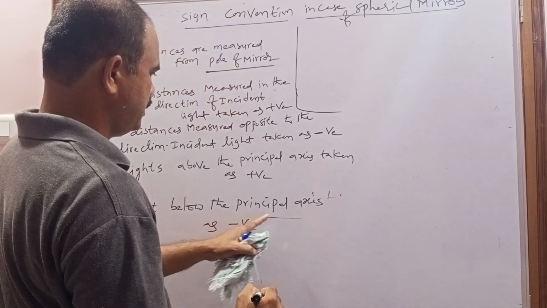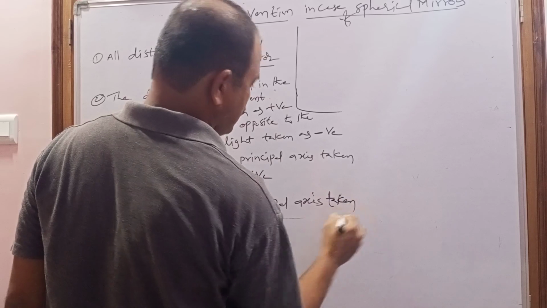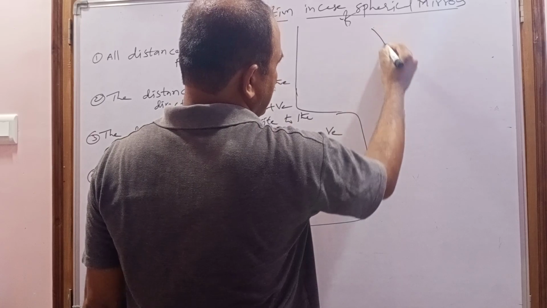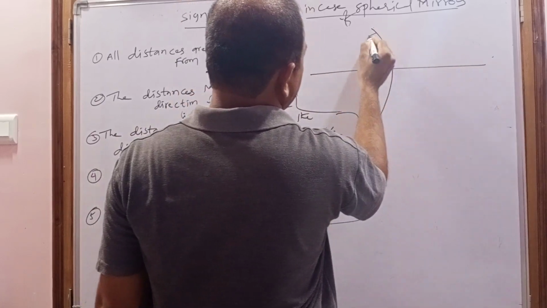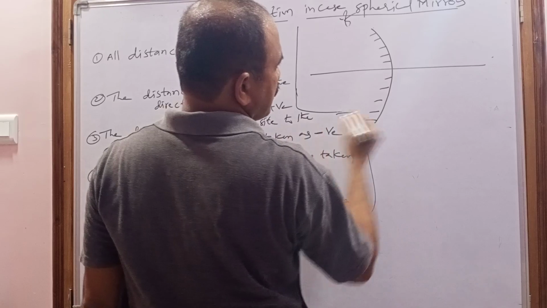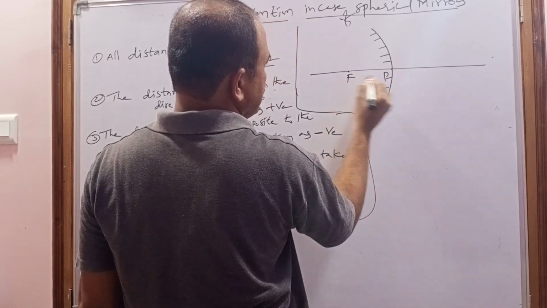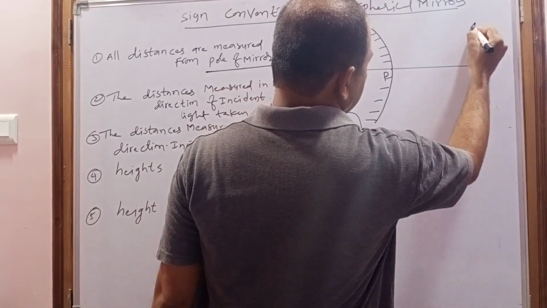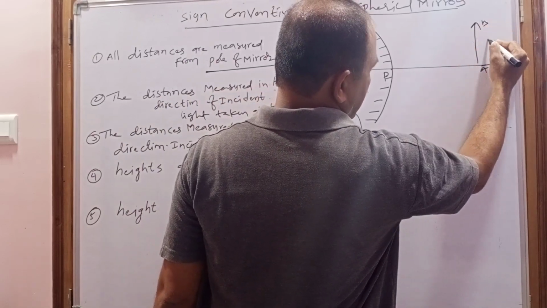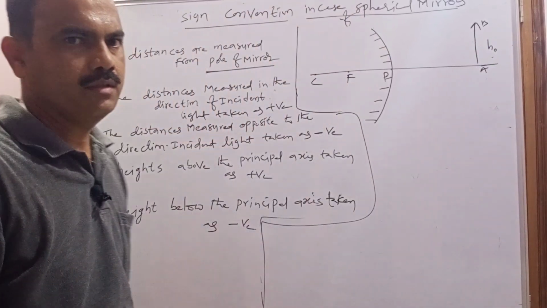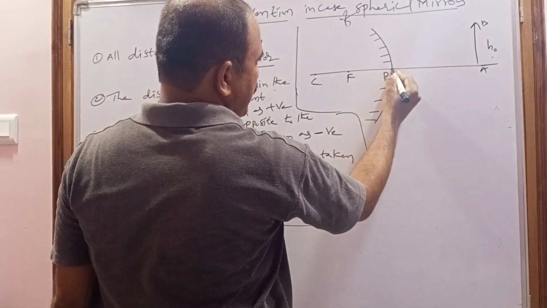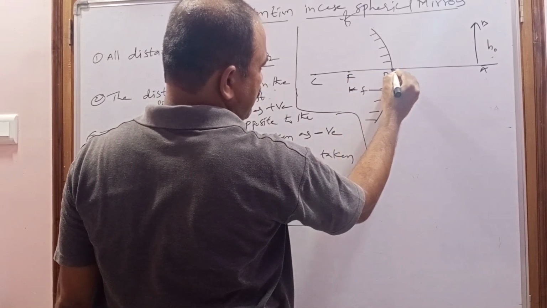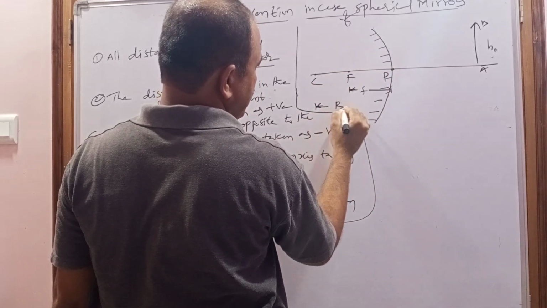The height below the principal axis is taken as negative. Next, convex mirror. Now consider this is a convex mirror. This is the pole, this is the focus, and this is the center of curvature. Now here is the object. This AB is called the object. Consider its height h0. The distance between pole and focus is the focal length f, and the distance between pole and center of curvature is known as the radius of curvature R.